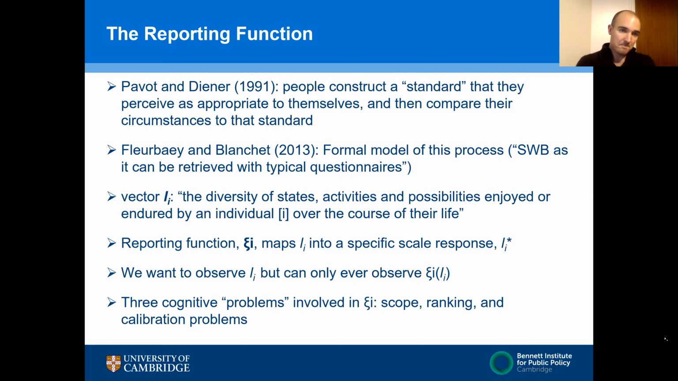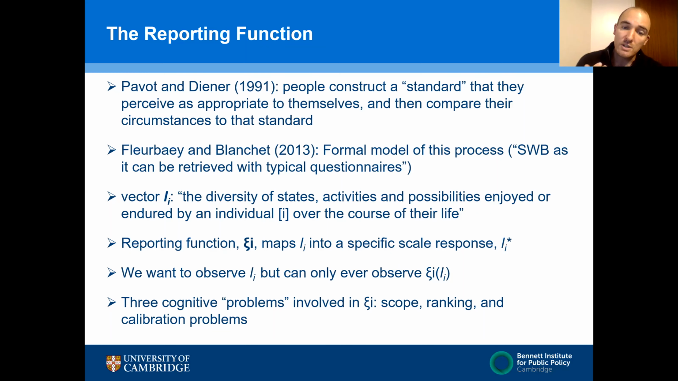Their model takes the following form. They start with a vector, Li, and this is the diversity of states, activities, and possibilities enjoyed or endured by an individual i over the course of their life. So you can think of this vector as all the possible lives that they could have. There's then a function, the reporting function, that maps all these possible lives into a specific scale response. And I see here that there is a typo, which is really annoying. So Li should actually be Ri, and the star is the actual response that the individual gives based on their actual life. So we want to observe the person's actual life relative to the other possible lives that they are taking into consideration, but all we can ever observe is their actual life once it's gone through the reporting function.